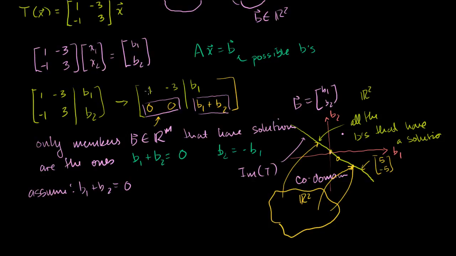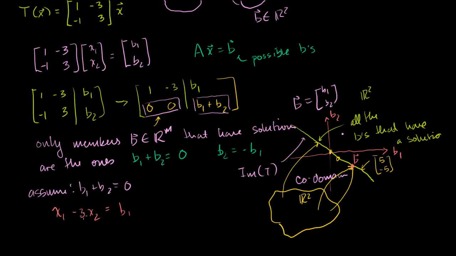So if we just take this top equation right here, we have 1 times x1, minus 3 times x2, is equal to b1. And then this row will give us no constraints because this is just going to be a bunch of zeros. So this is the only constraint for a member of our domain that will map to some particular b, now that we are picking some particular b that satisfies this constraint.